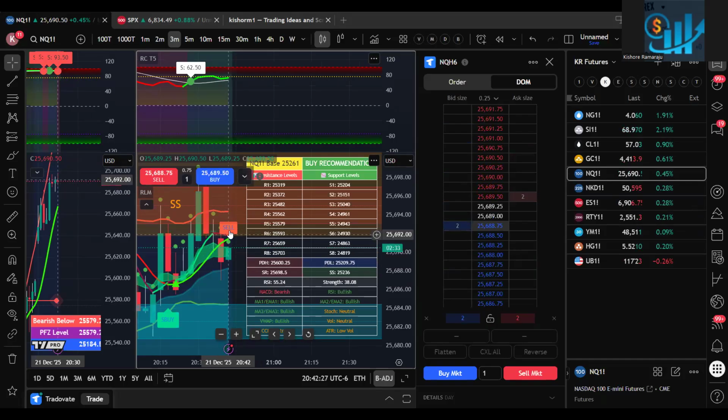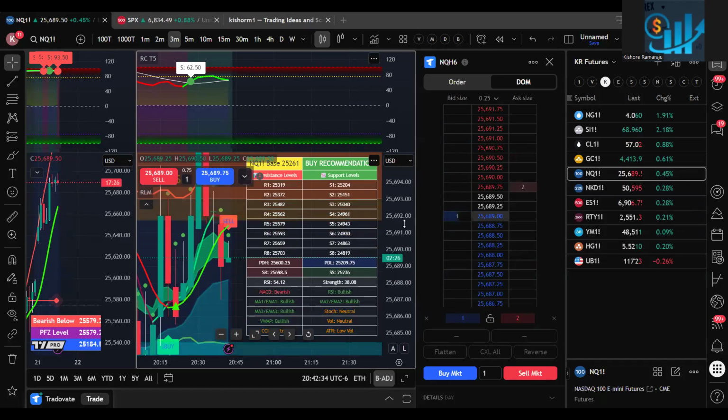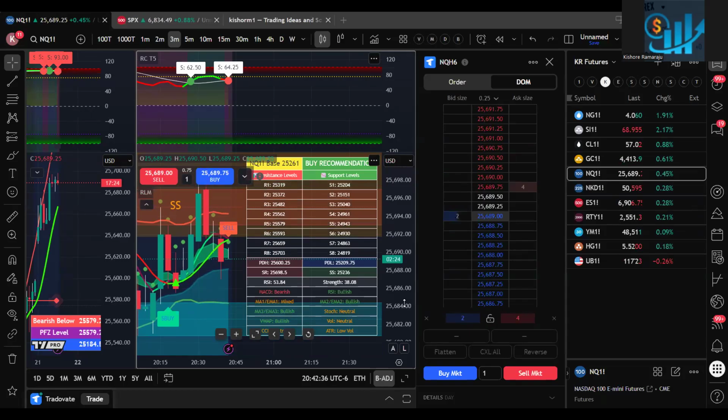So for NQ, you got a sell signal, but the candle is still green here. So then you don't take a sell signal. You don't try to short it.